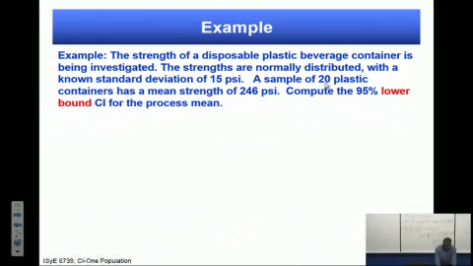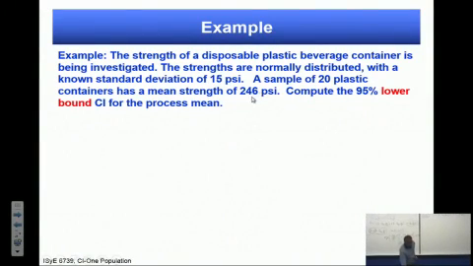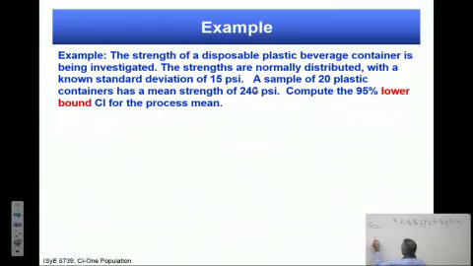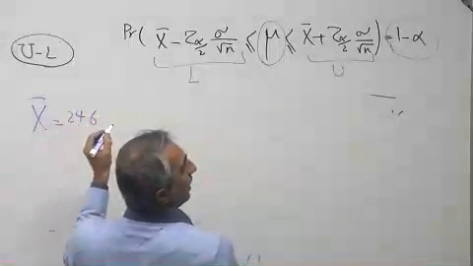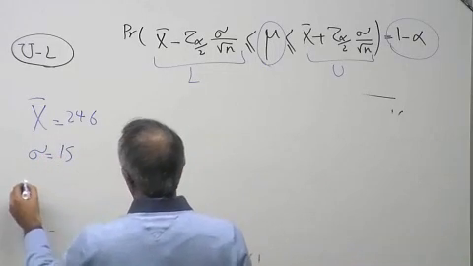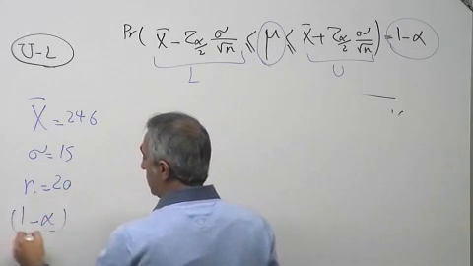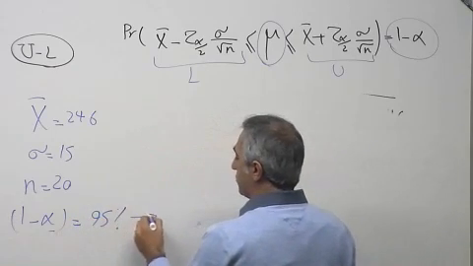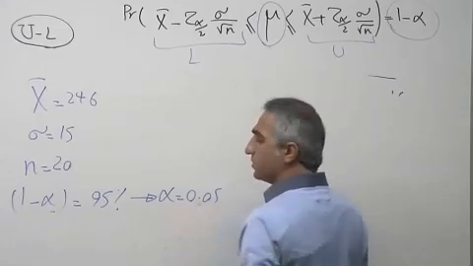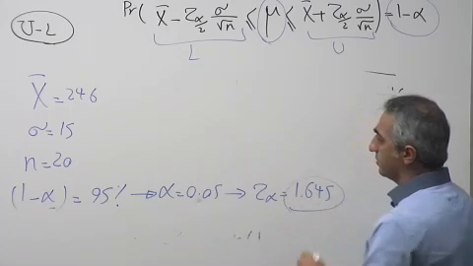A sample of 20 plastic containers has a mean strength of 246. So this 246 is x bar, not mu. So x bar is 246. Sigma is equal to 15. What else? We have a sample of 20, and 1 minus alpha is 95%. So what is alpha? Alpha is 5%. So Z alpha would be 1.645 from the table.